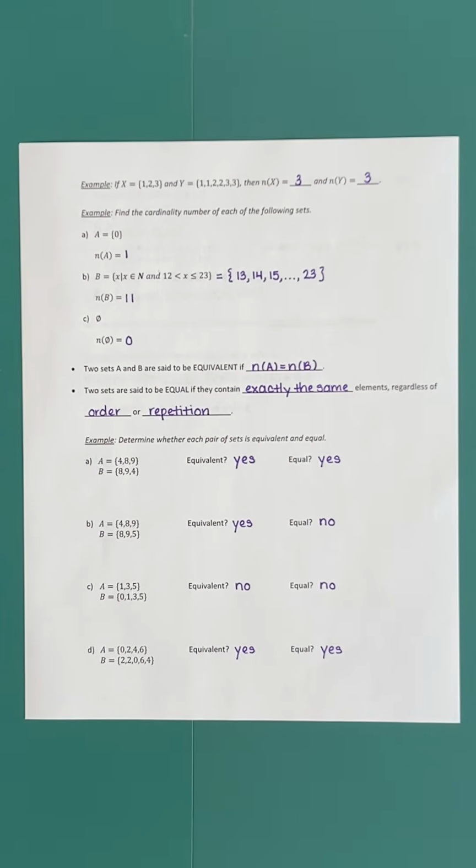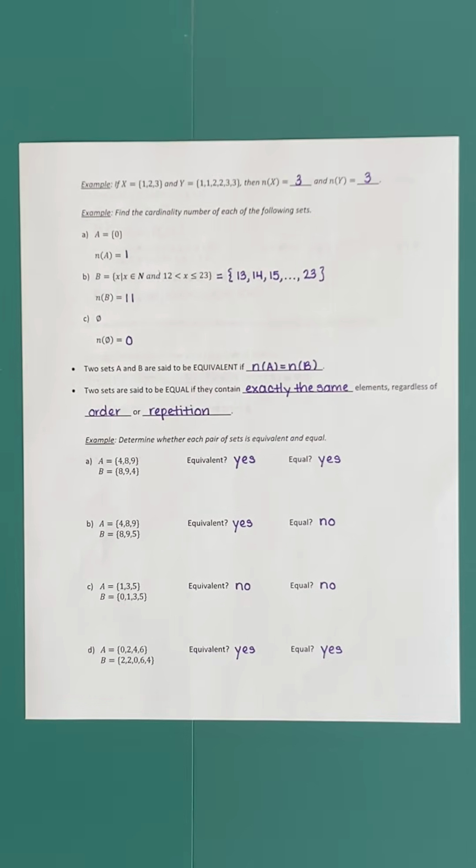Now, order and repetition are not going to matter. We can rearrange the contents of the set. It doesn't change the set. And again, in terms of the cardinal number, repeating elements doesn't make a difference. So repeating numbers, we only count them one time. So we can have a set that looks bigger than the other, but as long as they have the same contents, regardless of order or repetition, we'll say that the sets are equal.